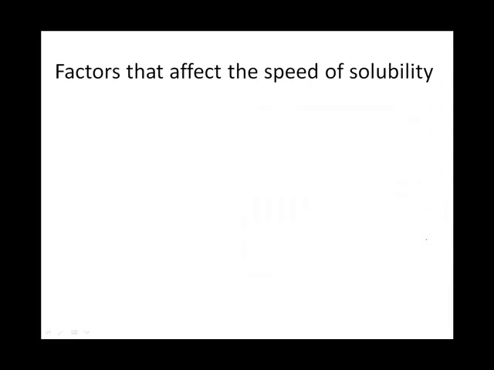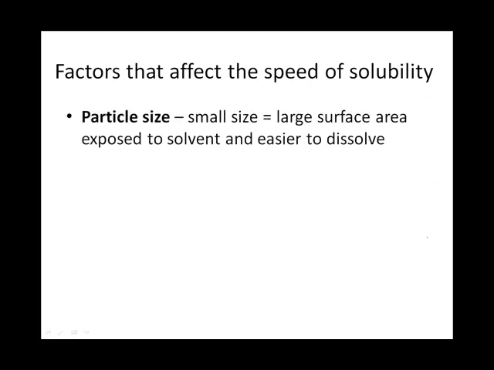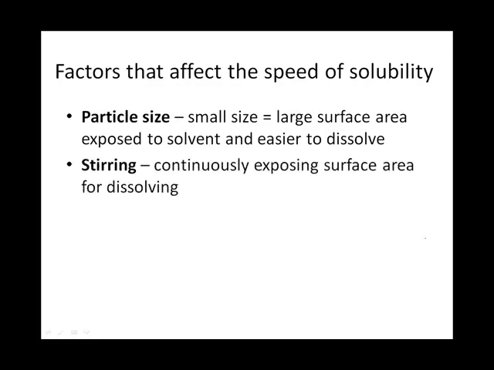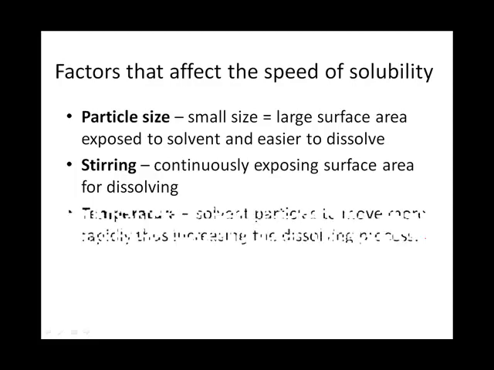So the other factors that affect the speed of solubility, obviously, is particle size. Small size equates to large surface area exposed to the solvent and easier to dissolve. Stirring continuously exposes more surface area, therefore dissolving happens a lot faster. And obviously temperature. Solvent particles move more rapidly in higher temperatures, thus increasing the dissolving process.